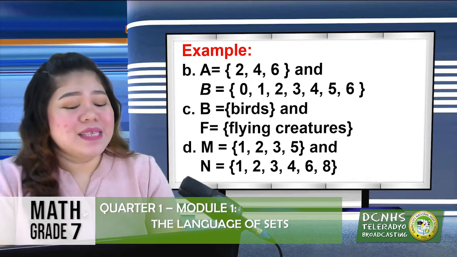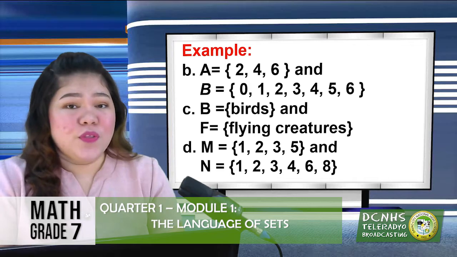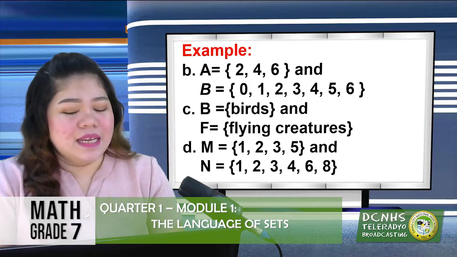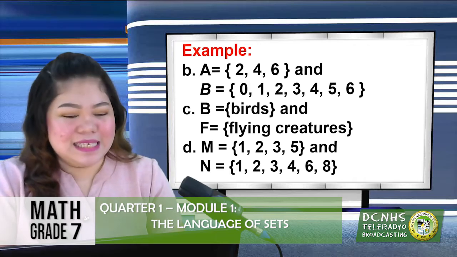Letter D, M is the set of 1, 2, 3, 5, and N is the set of 1, 2, 3, 4, 6, 8.